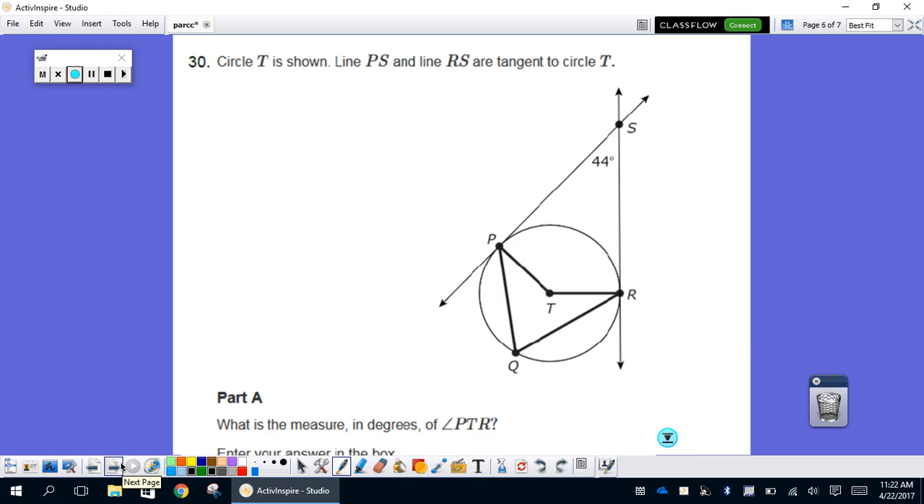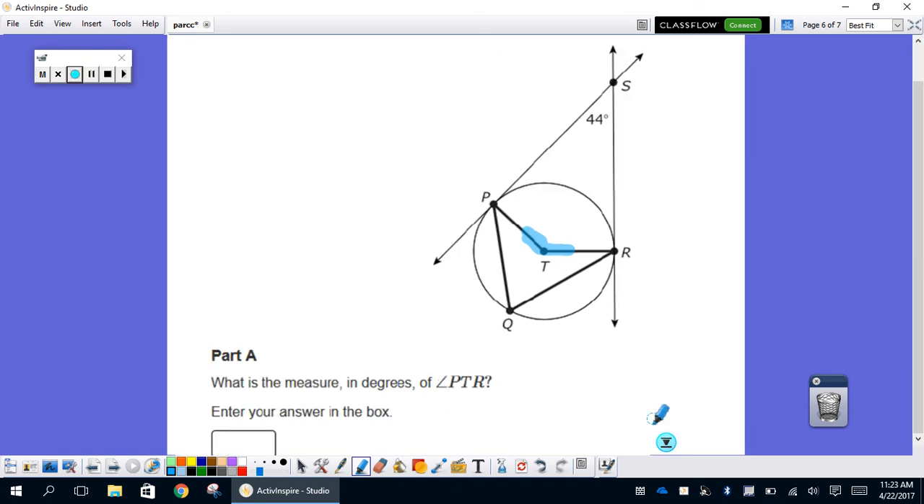Alright, your last one, 30. I think this one is pretty self-explanatory. Hopefully you'll be able to do it. Circle T is shown. Line PS and line RS are tangent to circle T. So the first thing you need to do is find the measure of angle PTR. So PTR is right here, so you should be able to recognize that that is a central angle, okay?